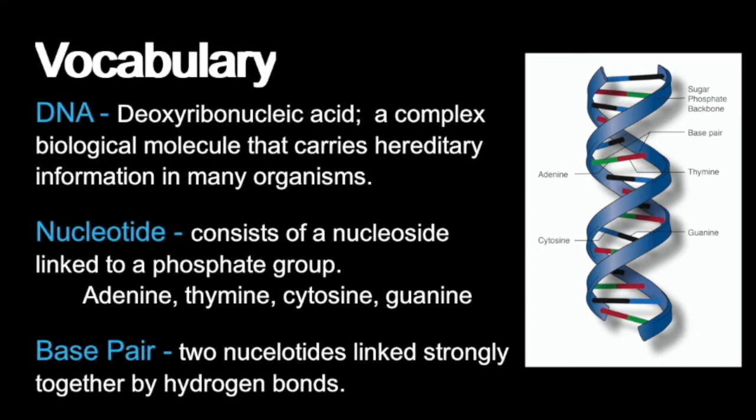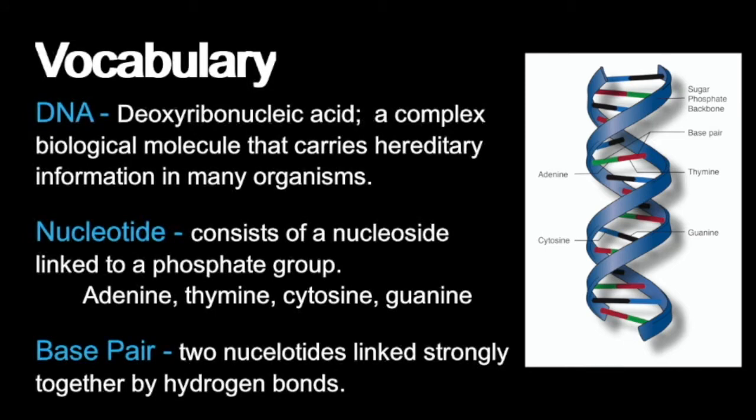A nucleotide consists of a nucleoside linked to a phosphate group. Nucleotides form the basic structural unit of nucleic acids such as DNA. Today we're going to talk about 4 nucleotides in particular: adenine, thymine, cytosine, and guanine.